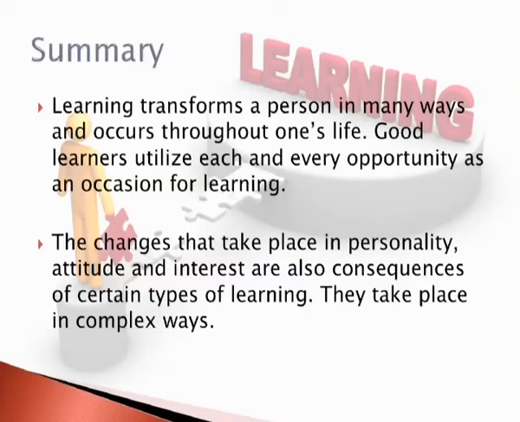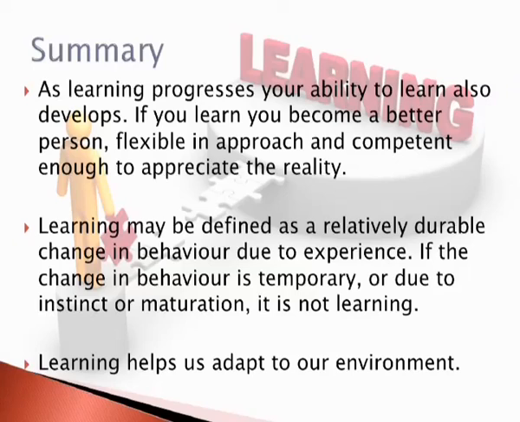Now let us summarize what you have learned earlier. Learning transforms a person in many ways, and that learning occurs throughout one's life. Good learners utilize each and every opportunity as an occasion for learning. The changes that take place in personality, attitude, and interest are also consequences of certain types of learning. They take place in complex ways. As learning progresses, your ability to learn also develops. If you learn, you become a better person, flexible in approach, and competent enough to appreciate the reality.